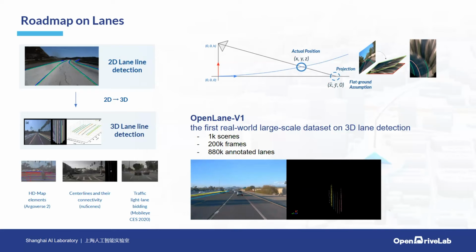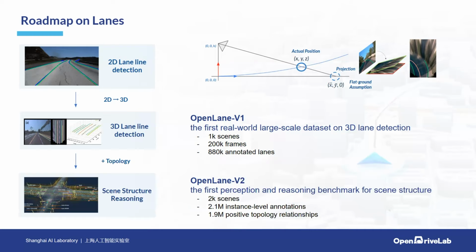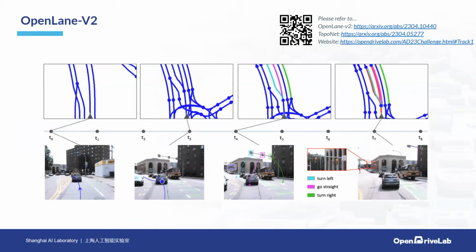Therefore, we propose OpenLane V2. It is a perception and reasoning benchmark for road scene structure, first in the world. It boasts 2,000 scenes, 2.1 million instance level annotations, and 1.9 million positive topology relationships. In OpenLane V2, high-quality traffic element annotations are accurately linked with lane center lines. Both center lines and the traffic elements have temporal tracking information, and the topology information is updated in real time as the vehicle moves. To thoroughly evaluate road structure recognition performance under such complex circumstances, we have designed a brand new set of evaluation metrics.